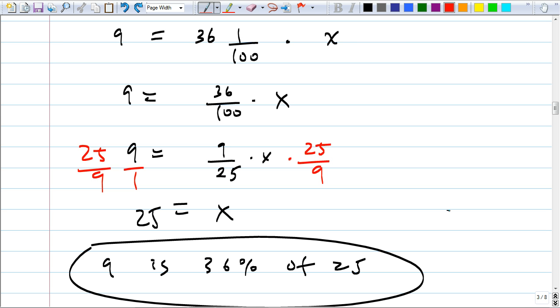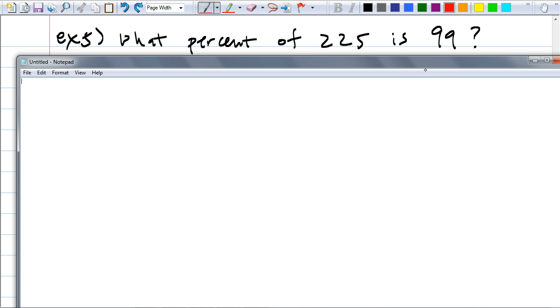Easy enough? Okay. Let's look at example 5. It says, what percent of 225 is 99? Now, as you can see, we're tweaking these problems in a way. They're all different, right? The unknown is sort of different each time. So it says, what percent of 225 is 99?